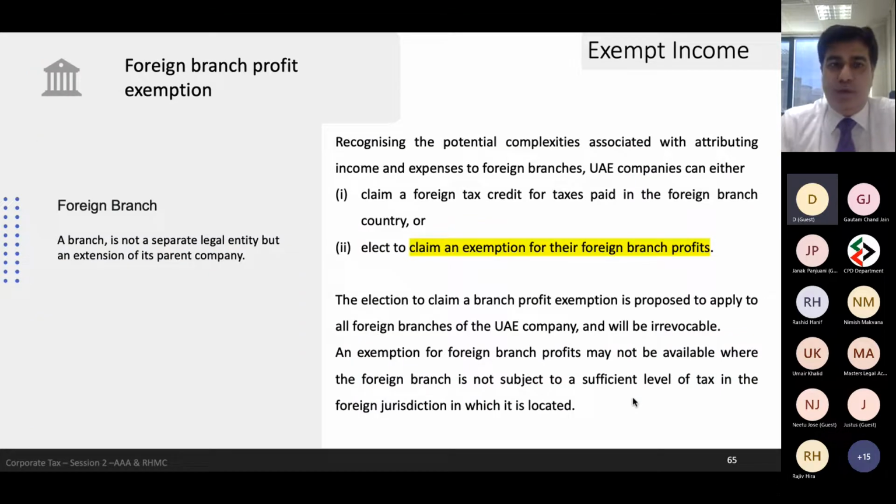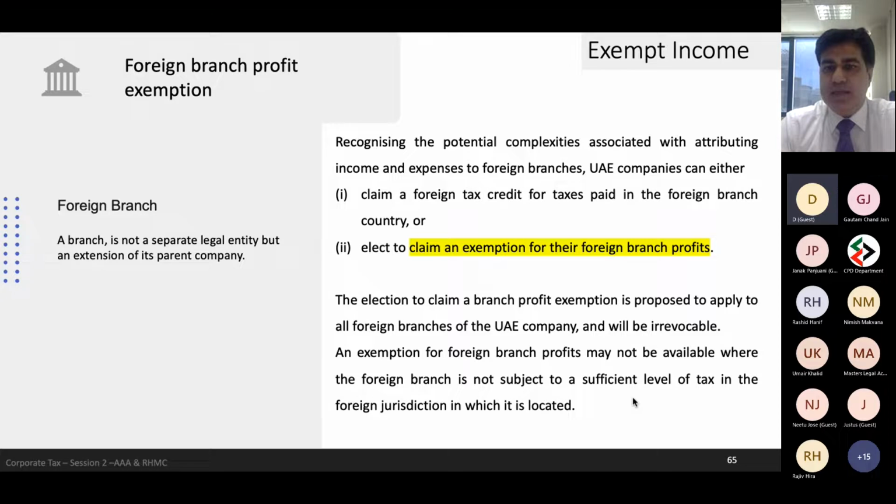Coming to foreign branch profit exemption. So in this case, a branch is not a separate entity, we all know, but an extension of its parent company. Now, where and why we are calling it a foreign branch profit exemption, because again, there are certain conditions which need to be met, which is quite logical.